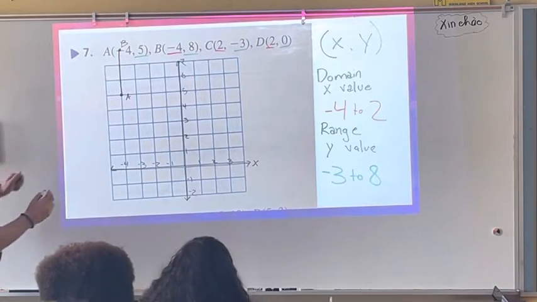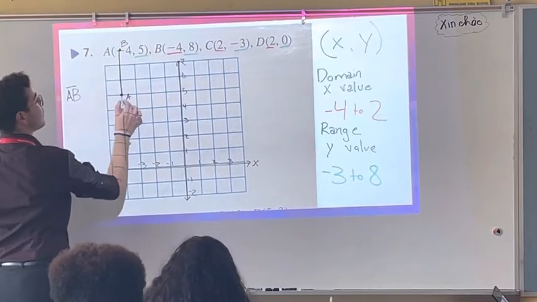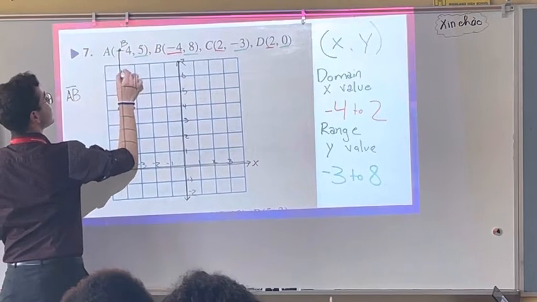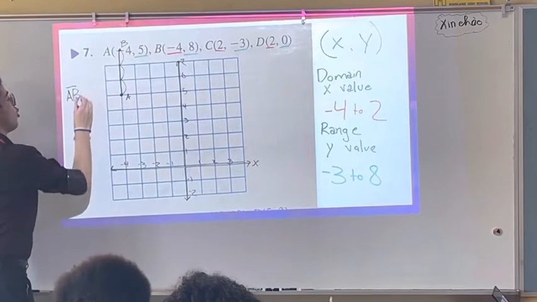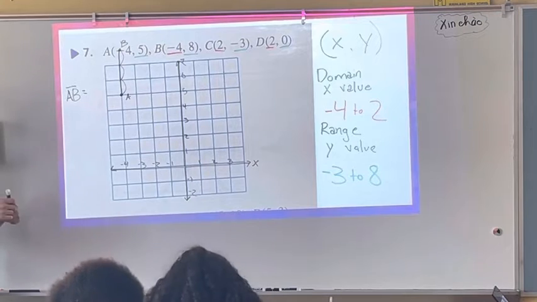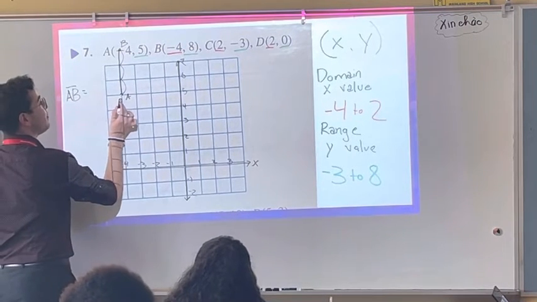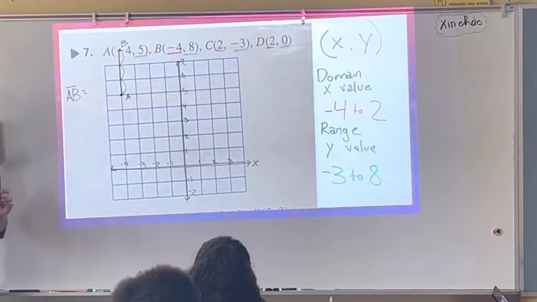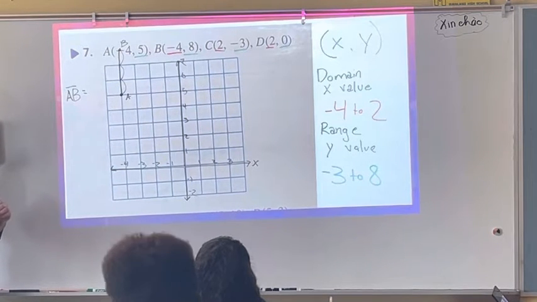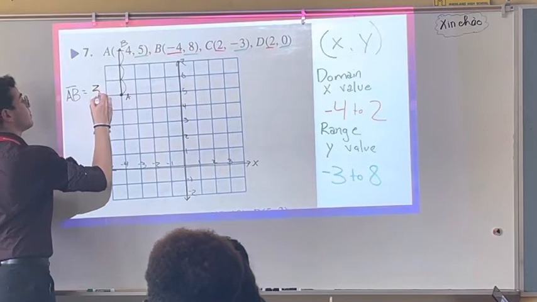So, line segment AB goes from 5 to 6 to 7 to 8. What is the total distance in units of line segment AB? Khalil, line segment AB, what is the total distance? Incorrect. Yes, make sure you're taking notes, Khalil.